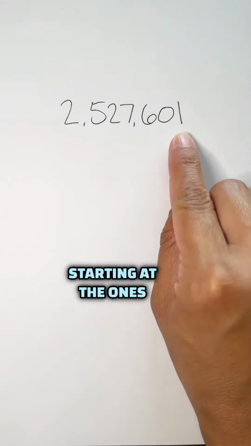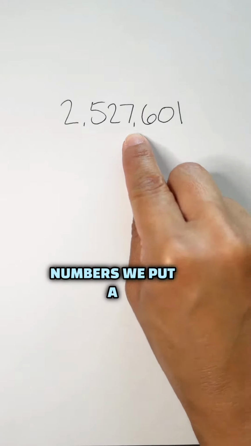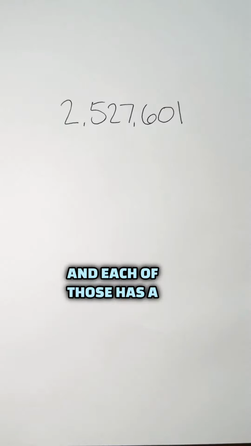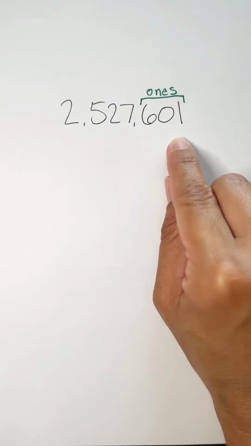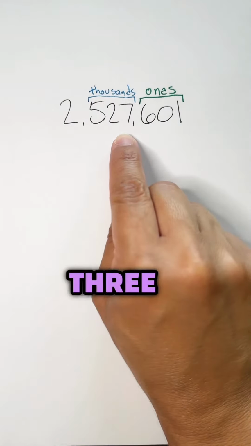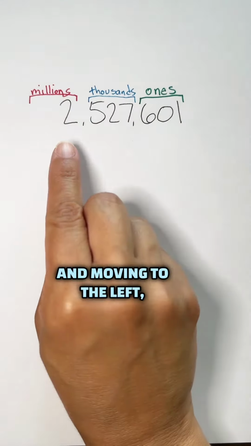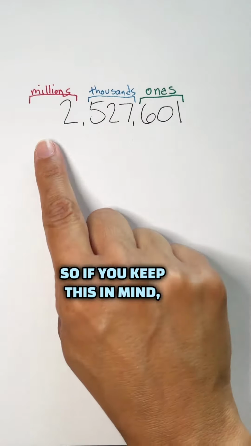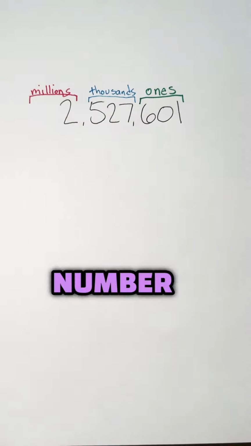As our numbers get bigger, we introduce a few new ideas to help us stay organized. Starting at the ones place, every 3 numbers, we put a comma. This separates our number into periods, and each of those has a name. The first 3 numbers are our ones period. Moving to the left, our next 3 are the thousands. And moving to the left, the next 3 are the millions. So if you keep this in mind, it's going to help us when we write our number name.